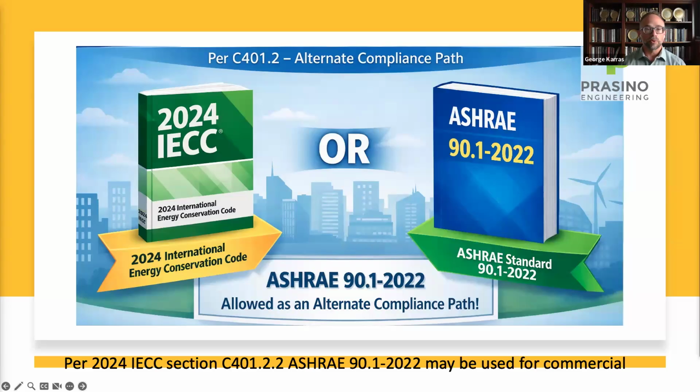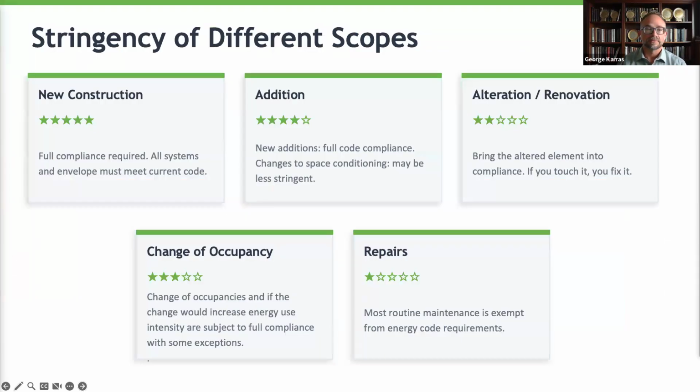So once again, your compliance path options, you have two paths within the code. You can follow 2024 IECC or ASHRAE 90.1. And once again, that section is there for reference. We really want to drive this home because there's a lot of confusion within the industry about this. Alan, you want to take this slide?